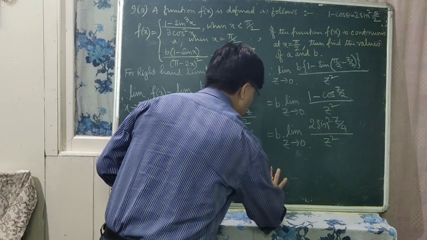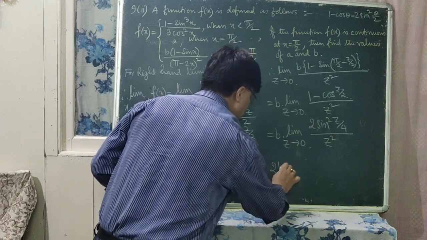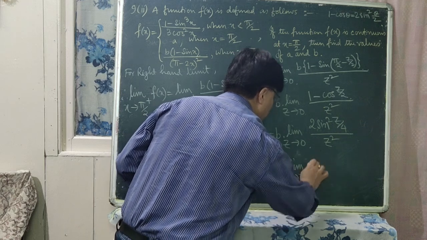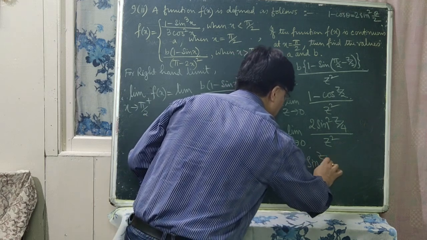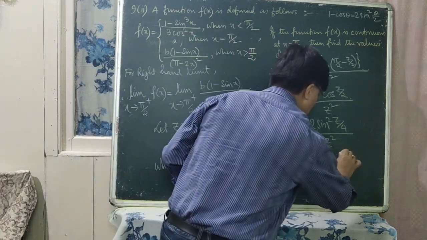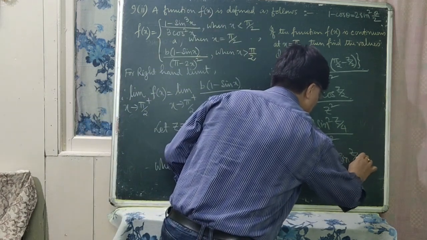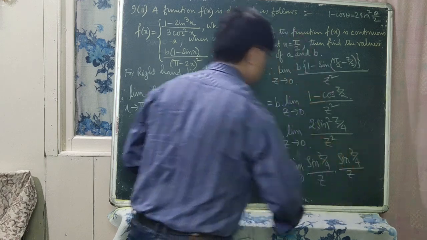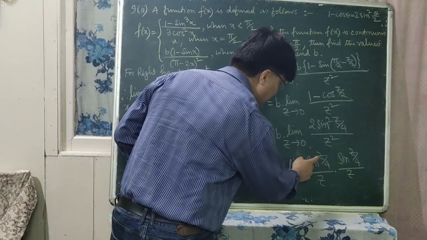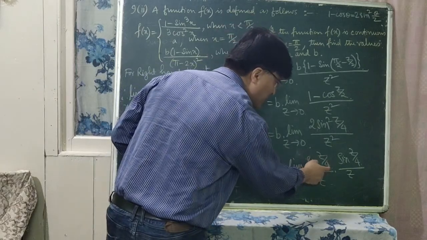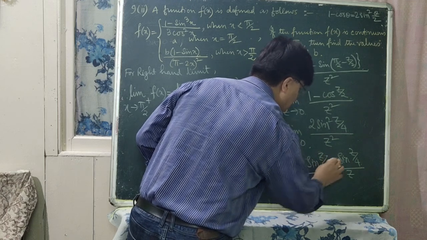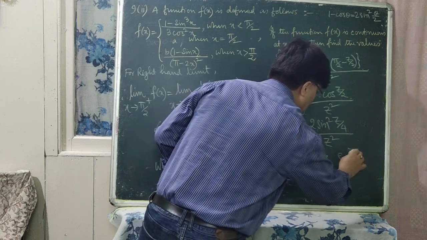So it is equal to, now since 2 is constant, you can take it outside, 2b into limit z tends to 0, sine z by 4 upon z into the next sine z by 4 divided by z. I think you have understood it. Now you should convert into the form of sine x by x form. What is x here? Z by 4. This is your z, right? This is z.